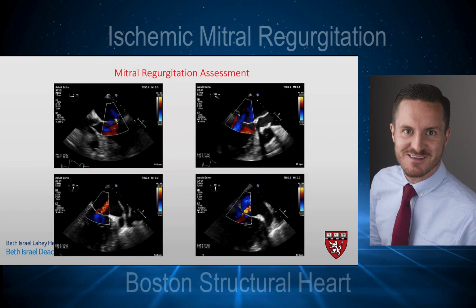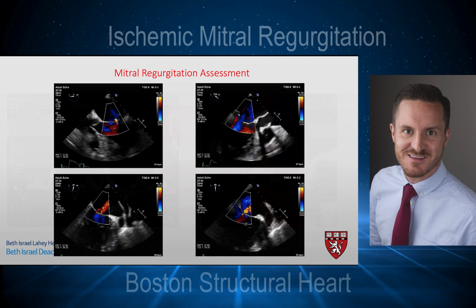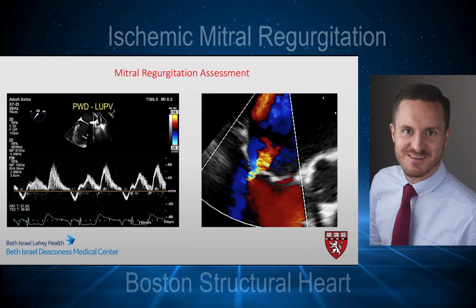Examination of the mitral valve in this patient showed no more than mild mitral regurgitation, which was as advertised in this patient. Pulse wave Doppler of the left upper pulmonary vein showed mild blunting, and a vena contracta was consistent with mild mitral regurgitation. So our initial analysis was this was a patient with moderately depressed LV function with mild mitral regurgitation.